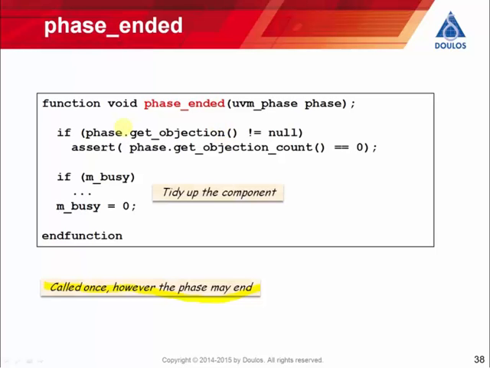So here, just to prove the point, we're checking that the phase variable, the objection associated with the phase variable is set, which it will be, and then we're asserting that the objection count is 0, again, that it will be. So phase ended is only reached when the objection count is indeed 0. So these highlighted lines are just really for illustration of what's going on. What we can then do is to say, well, if our component is still busy, tidy it up. mBusy isn't a built-in variable, it's just a user-defined flag we've set to show that we've got some tidying up to do. So we can use phase ended for housekeeping code to tidy up at the end of our phase.